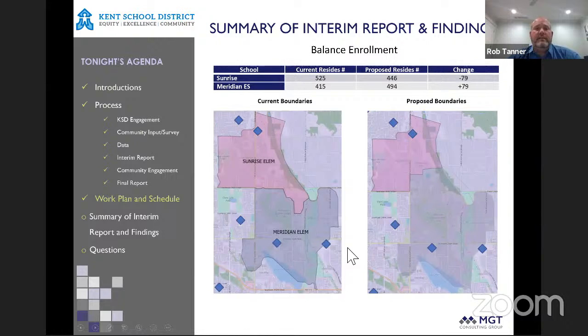And then here's Sunrise and Meridian. And this does help balance these two elementary schools, but it really helped balance the difference between Meridian Middle School and Madison Middle School too. It helped a lot at the middle school level when we were balancing enrollment, when we were looking at aligning feeders as well.